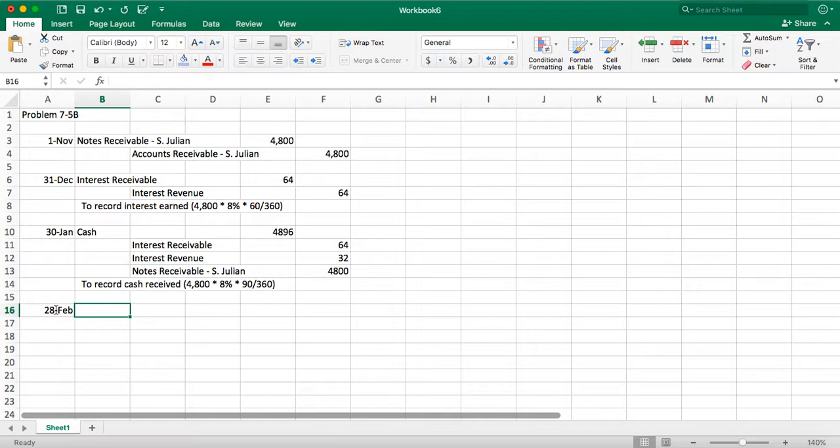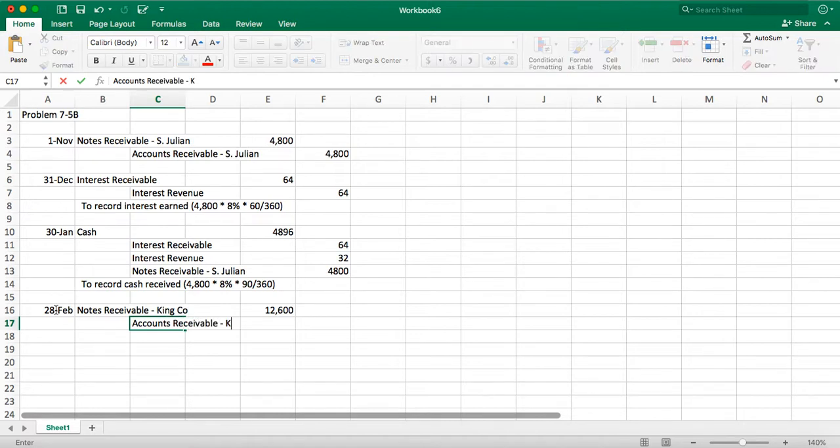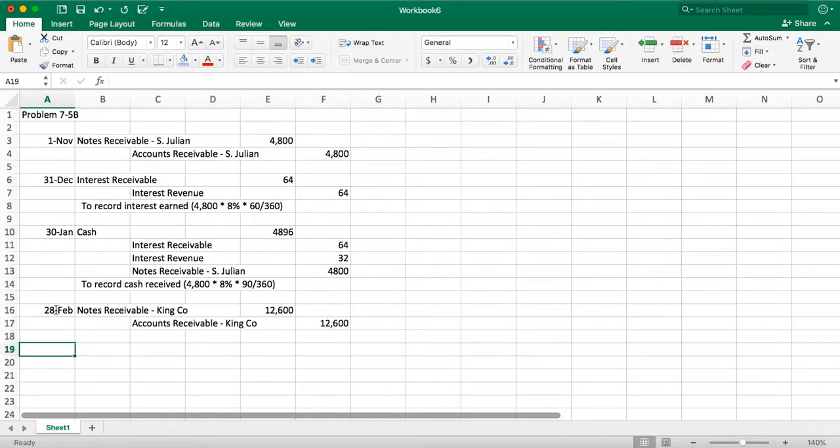And so, just like we did before, we convert it to a notes receivable, King Company, and it's $12,600. And since we're converting it, we take it out of accounts receivable, $12,600. And that's all we have to do there. So then on March 1st, we accepted a $6,200 60-day, 12% note dated this day on a past due accounts receivable. So we do the same thing here.